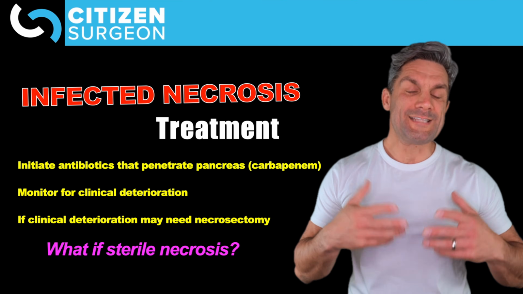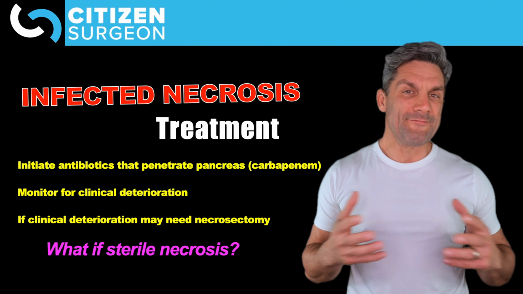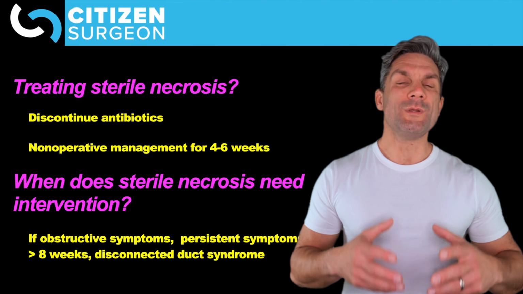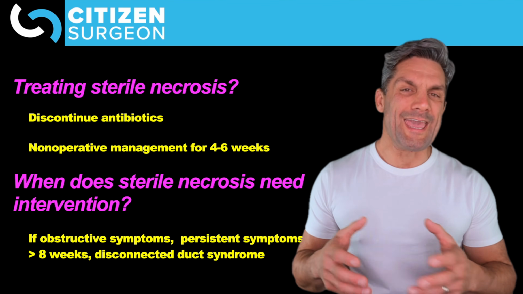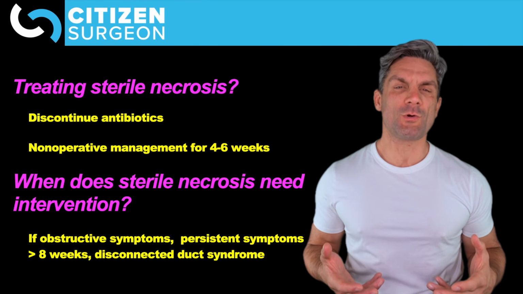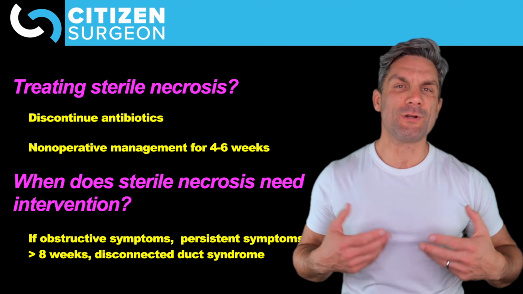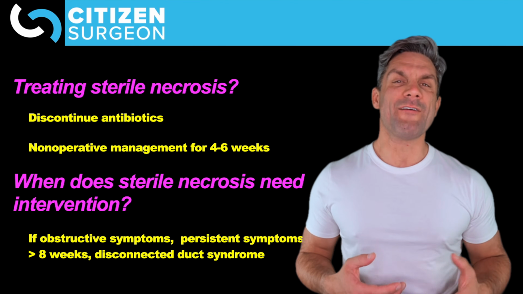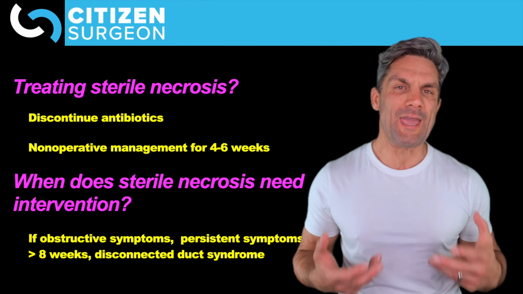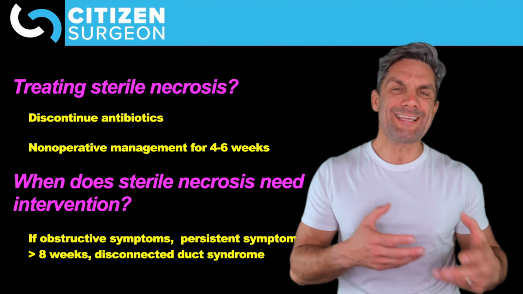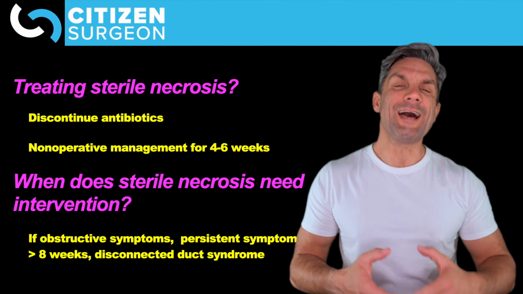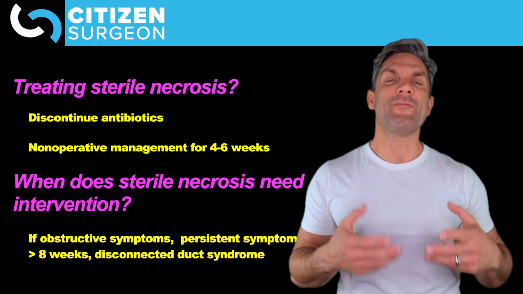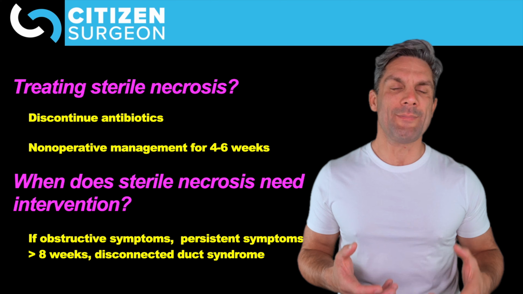Now, what if we have sterile necrosis, so no infection? We want to discontinue any antibiotics and we want to do non-operative treatment for 6 to 8 weeks. And so if we have sterile necrosis, what are the indications for necrosectomy or intervention? Well, if we have obstructive symptoms, if we have persistent symptoms after 8 weeks, or if we have something like disconnected duct syndrome, where because of the necrosis, that main pancreatic duct is disrupted. If we have any of those, then we may need to do some type of intervention.